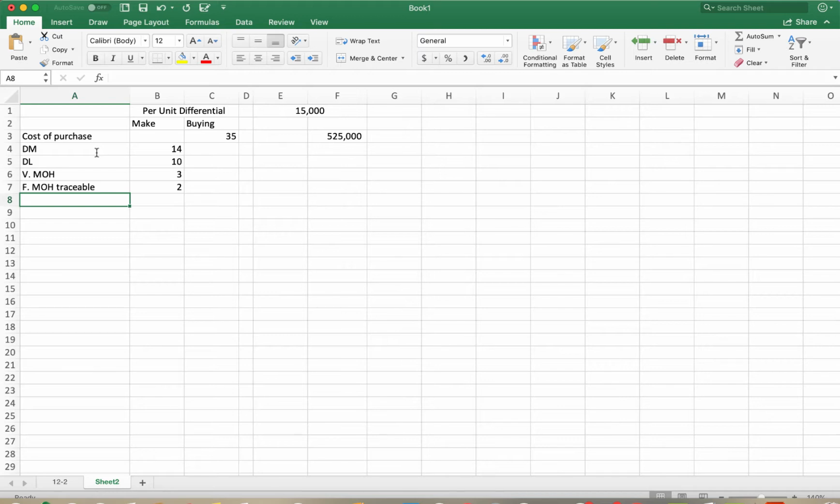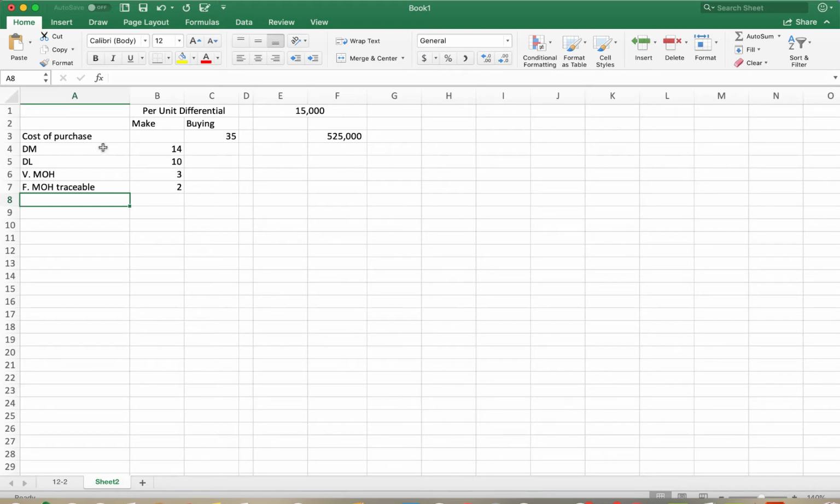Now, the fixed MOH overhead that's allocated, guess what? It's irrelevant because even if we get rid of the carburetor line and we don't produce carburetors for our engines anymore, we buy them from an outside supplier, that fixed manufacturing overhead is still there. It's not avoidable. It doesn't go away.